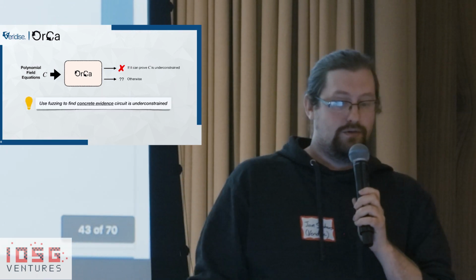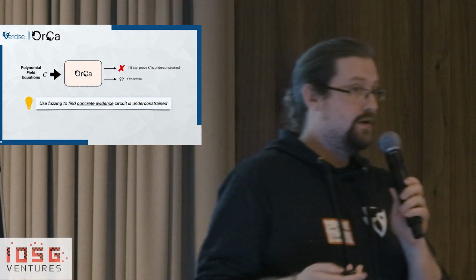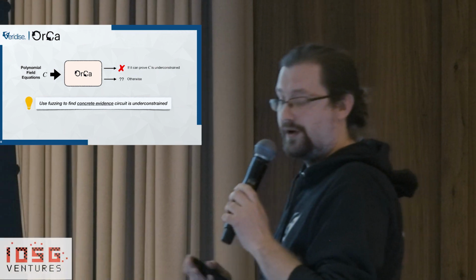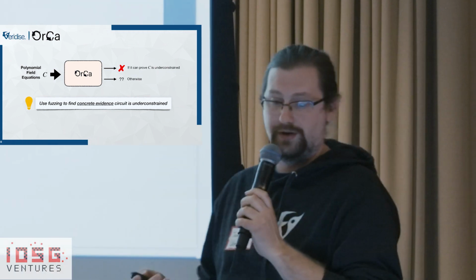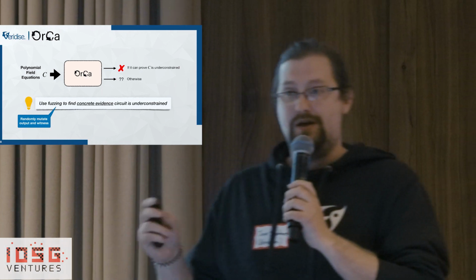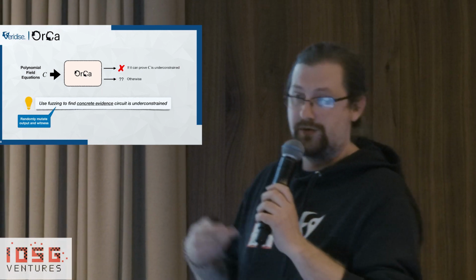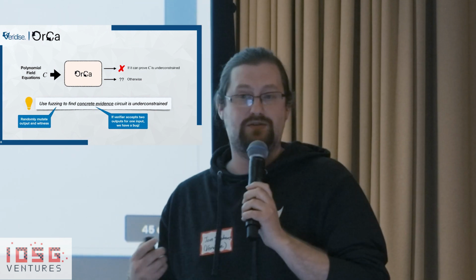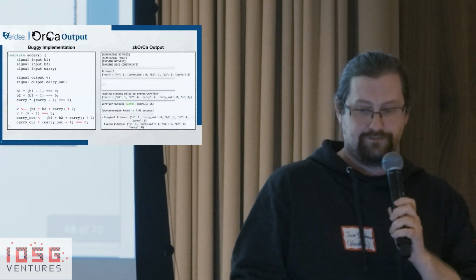And so the way that we do this is we use a technique called fuzzing, which basically performs random mutations in order to find evidence of exploitability. And so the way that we do this is we're going to take an input, and we're going to randomly mutate it, and see if the verifier is going to accept one of those random mutations.